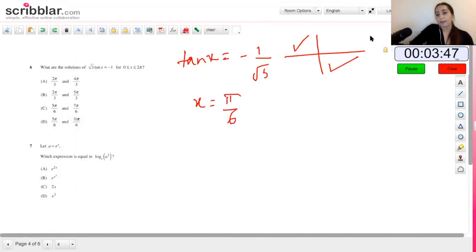That's the acute angle in the first quadrant. So the angle in the second and the fourth quadrant, you do pi minus pi on 6, gives you 5 pi on 6. And then 2 pi minus pi on 6 should give you 11 pi on 6, leaving you with option D.